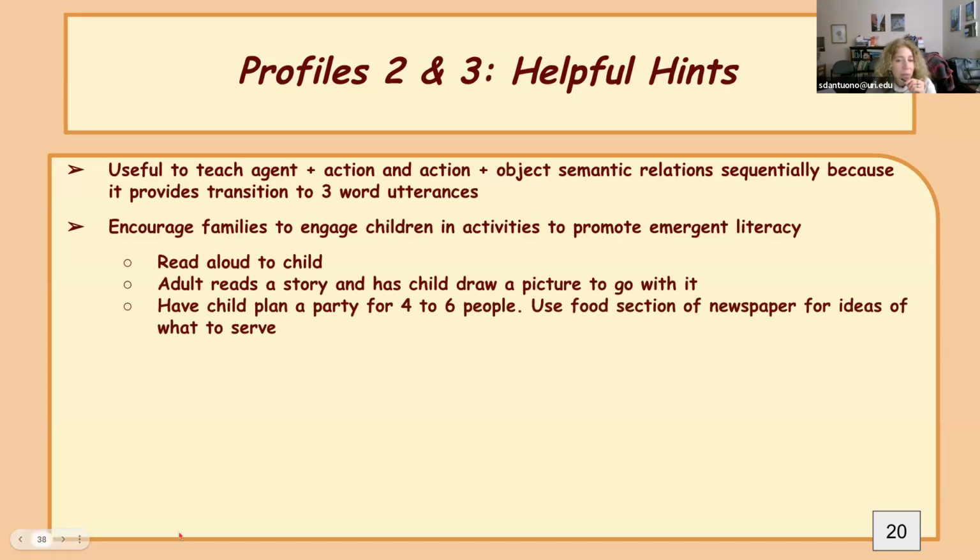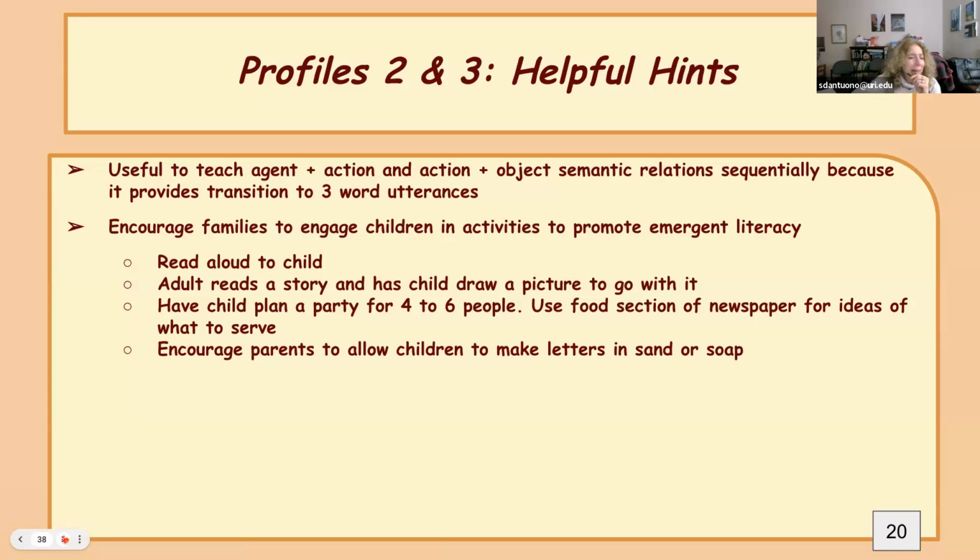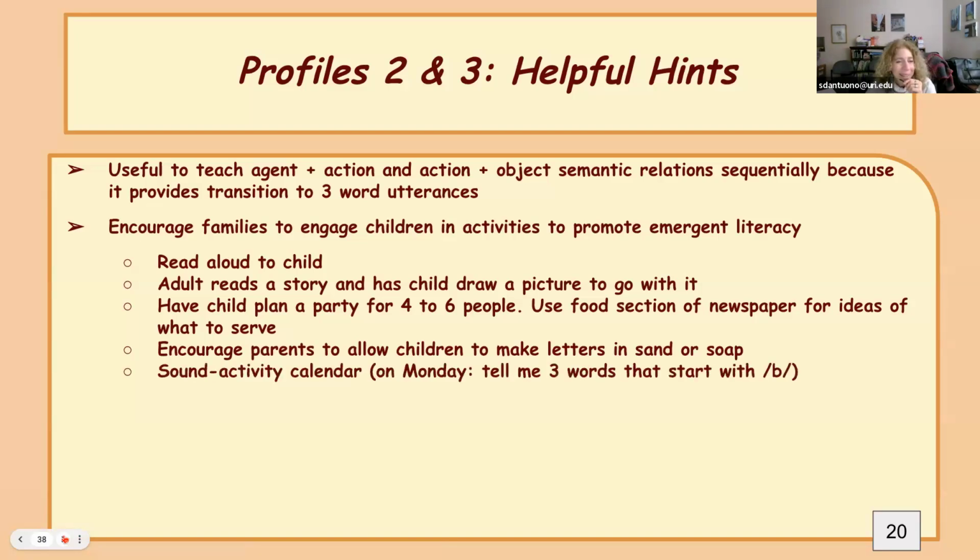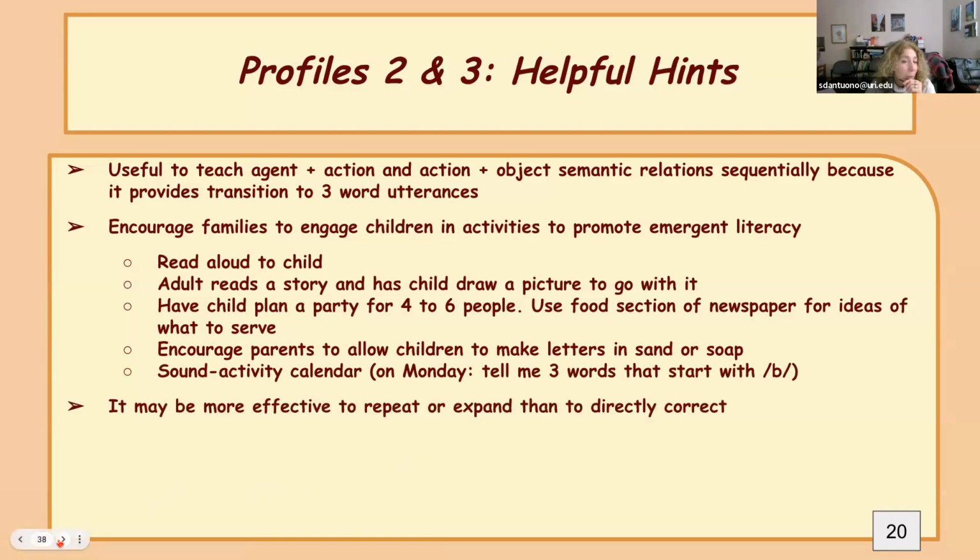Have the child plan a party for 4 to 6 people. Use food section of newspaper for ideas on what to serve. Encourage parents to allow children to make letters in sand or soap. Like I said, I think before, shaving cream, right? They can go to the beach in the summer and they can make letters, they can have a stick. There's all kinds of things you can do. Sound activity calendar, like on Monday, tell me 3 words that start with B, right? Or book. It may be more effective to repeat or expand than to directly correct. That's another thing to tell parents too.